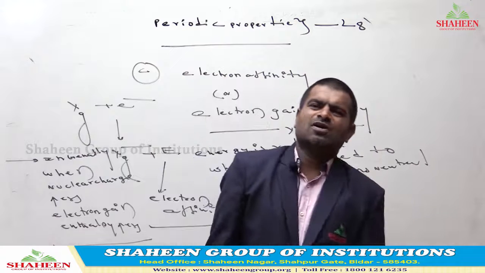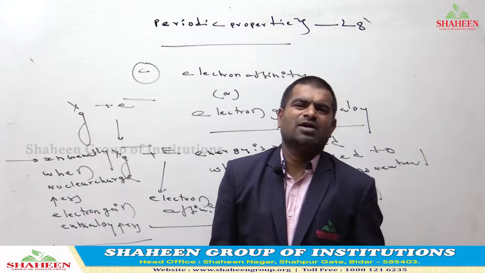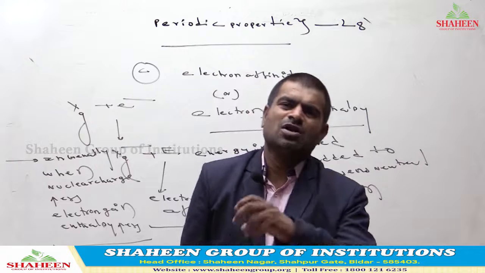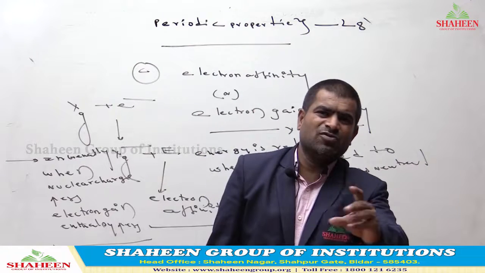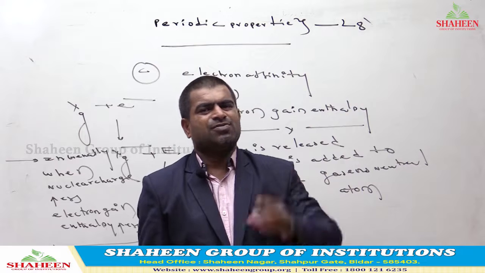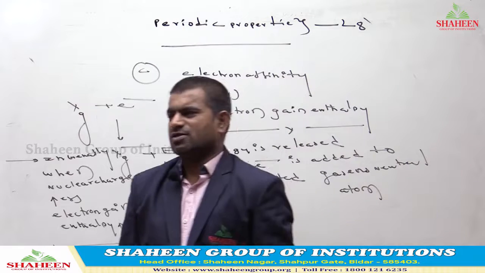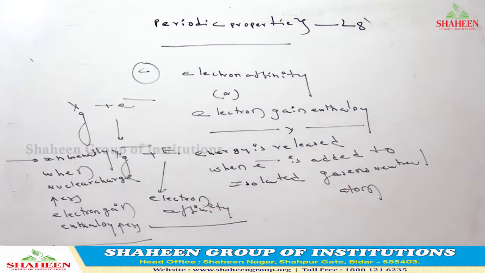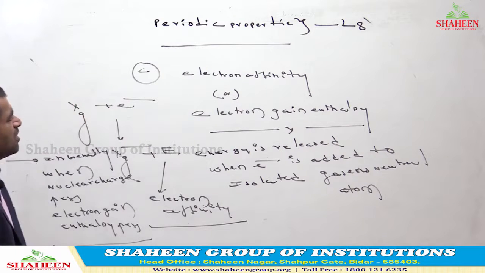So in general, down the group nuclear charge decreases, and along the period from left to right nuclear charge increases. So electron affinity or electron gain enthalpy increases from left to right in a period, and from top to bottom in a group, electron gain enthalpy value decreases. Now I am going to discuss the variation of electron affinity or electron gain enthalpy in group and period, that I am going to discuss next.